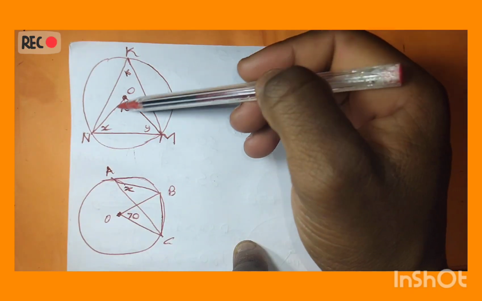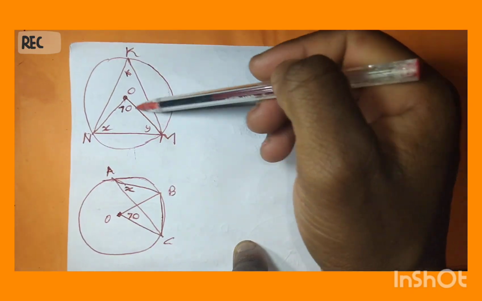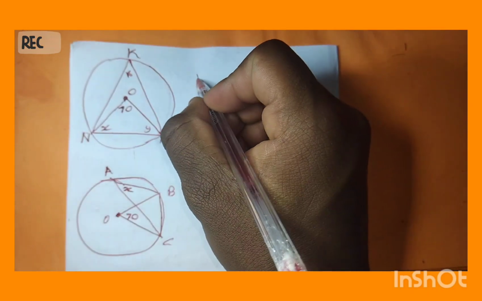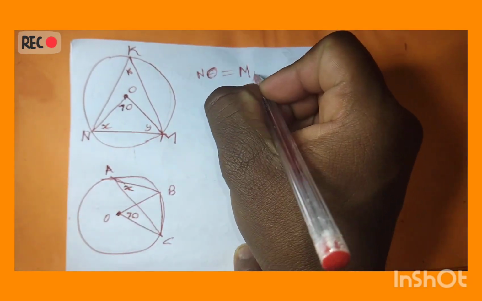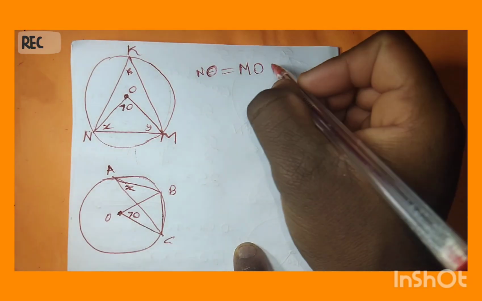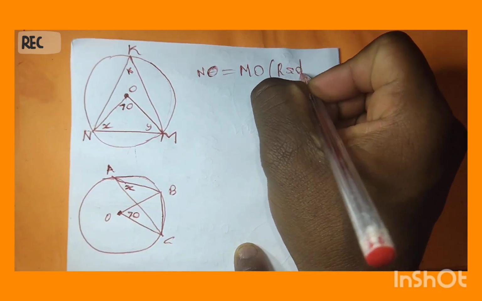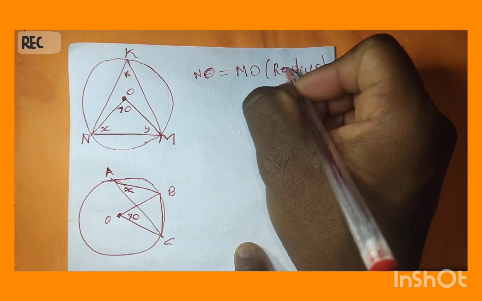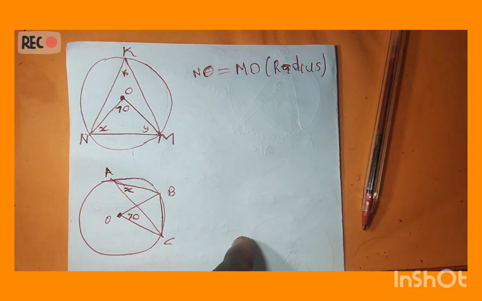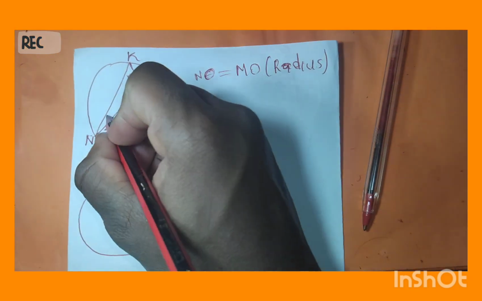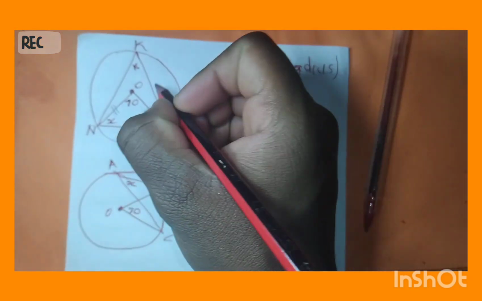The first thing you should know about this question is that NO is equal to MO. NO is equal to what? MO. And that thing there is a radius. There you are equating two sides. What is the reason for equating those sides? Because you want to see that these two things are equal.